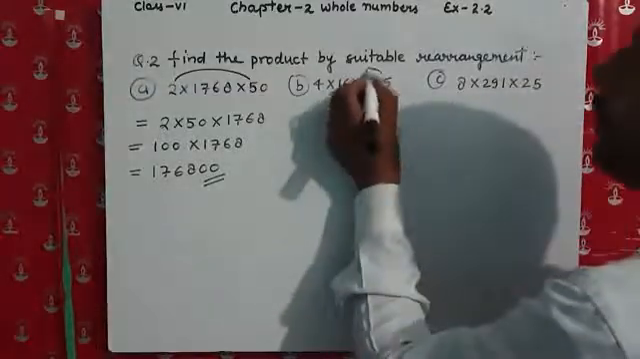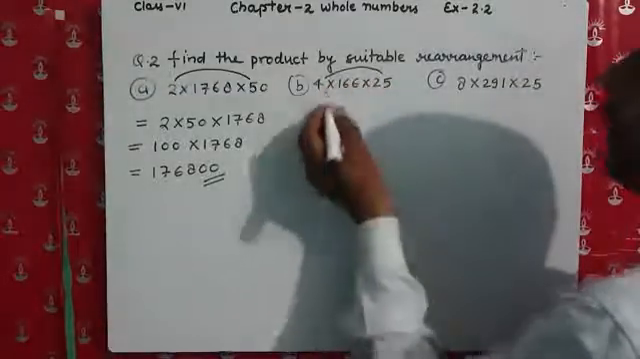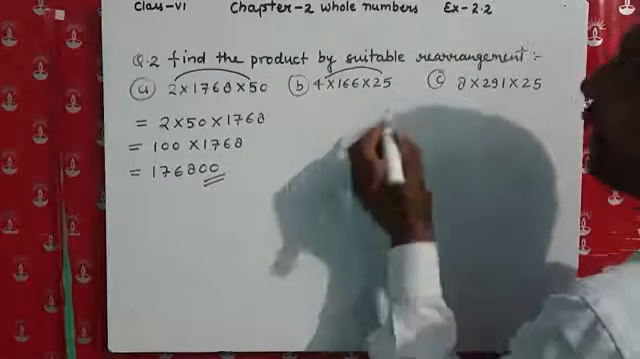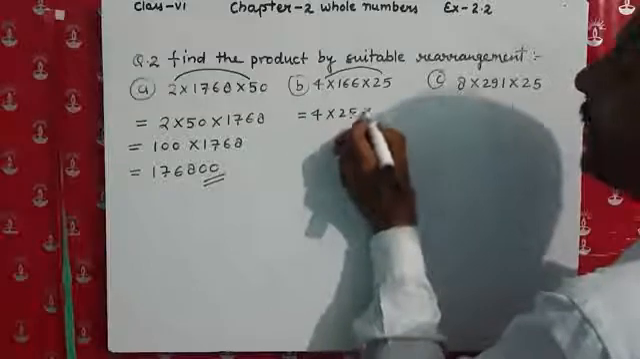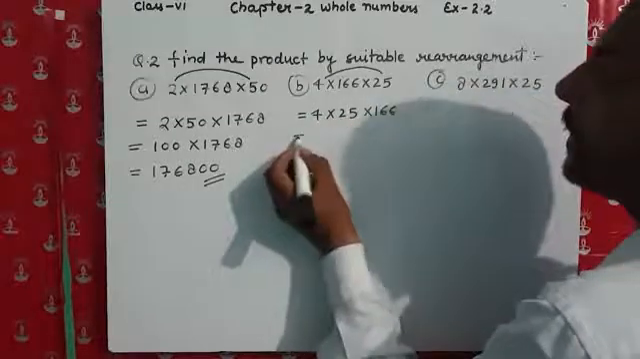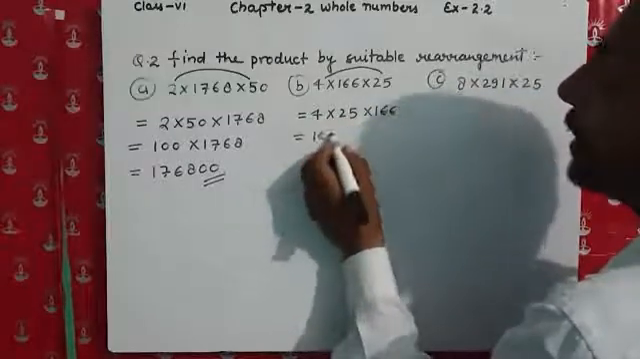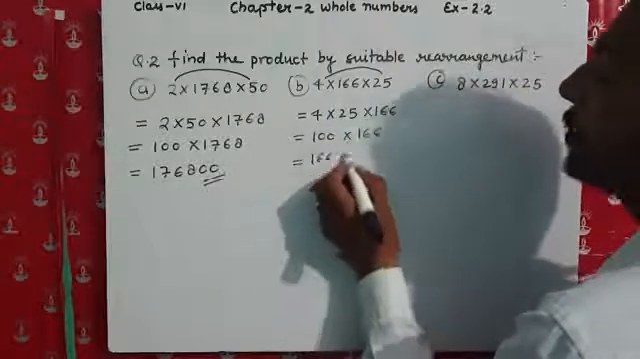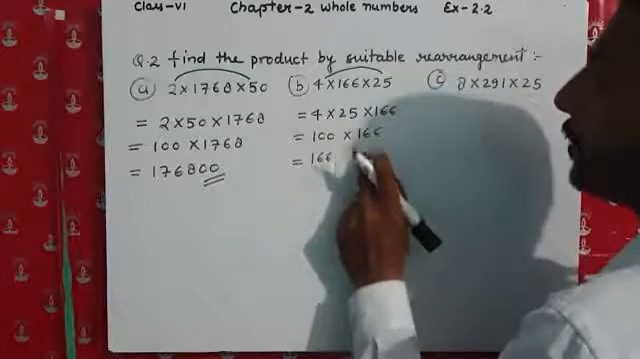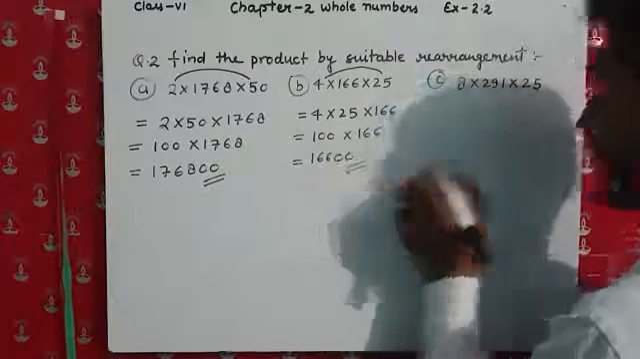Here we have to multiply 24 with 25. So here we are getting 4 multiplied with 25, then 6. Now what are we getting? 25 times 4 is again 100. Then we are getting like this. Now 6 multiplied with 100, then it becomes this. So this is the answer.